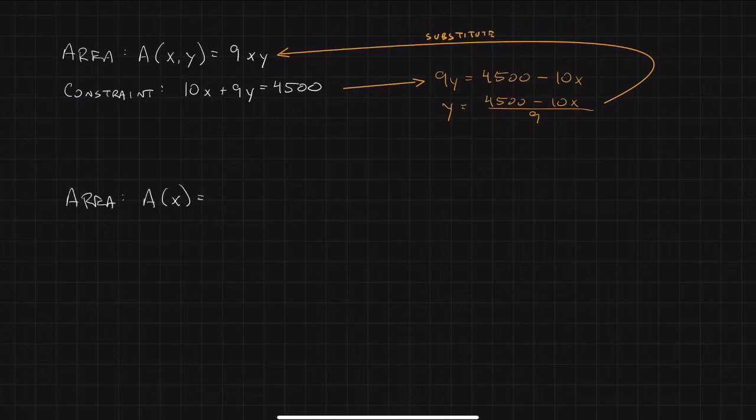That means that our area function is now just a function of a single variable, x, and that's equal to 9x times (4,500 minus 10x) over 9. Before taking the derivative, it would be useful to simplify this a little bit. That 9 out front will cancel with the 9 in the denominator, and after distributing the x, this would simplify to 4,500x minus 10x squared.